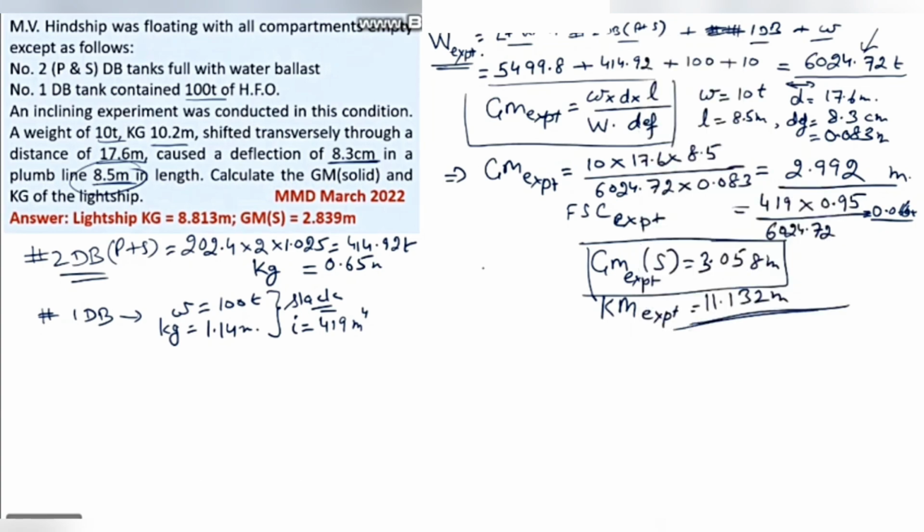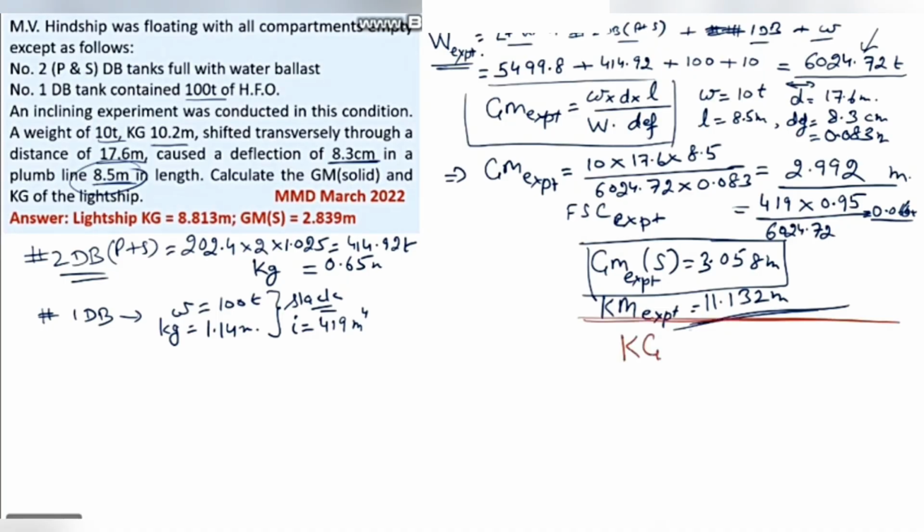KM in the experiment condition with GM 3.058. I am talking of KM. What has GM got to do with it? I'm asking what is KM in the experiment condition. Why are you reading GM? What has GM got to do with obtaining KM, beta? Where will you obtain KM from?